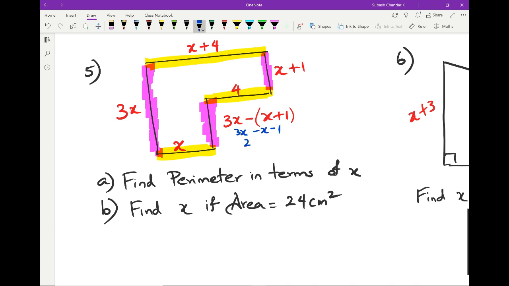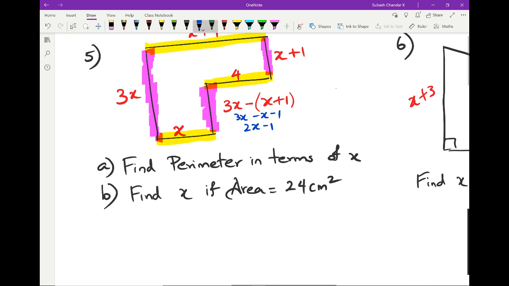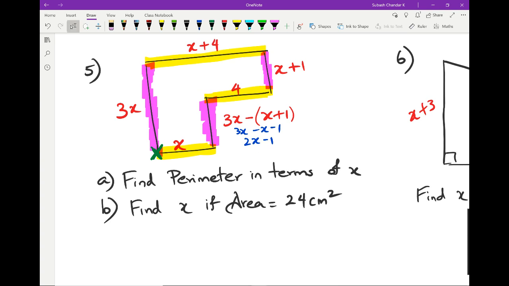3x minus x is 2x. And so what this side ends up being is 2x minus 1. So what I'm going to do is start at this point here, go clockwise, and write down everything. When I start from that green X mark, so this is part A, I've got 3x first, plus x plus 4, plus x plus 1, plus 4, plus 2x minus 1, and then plus x.